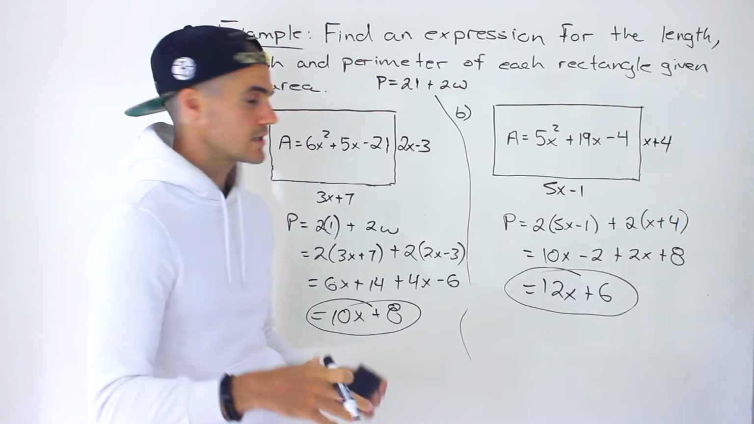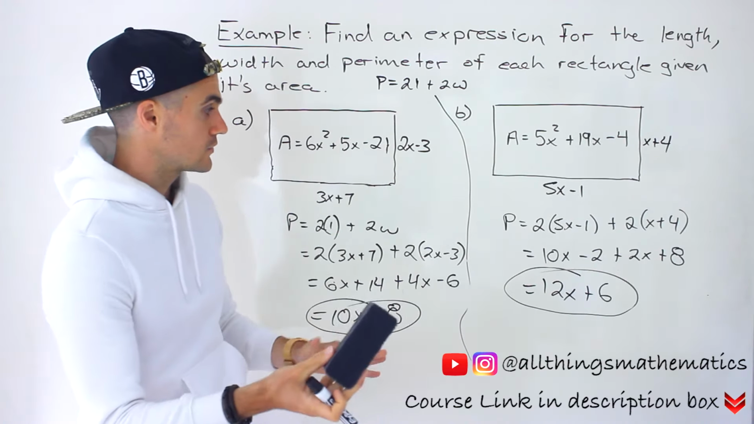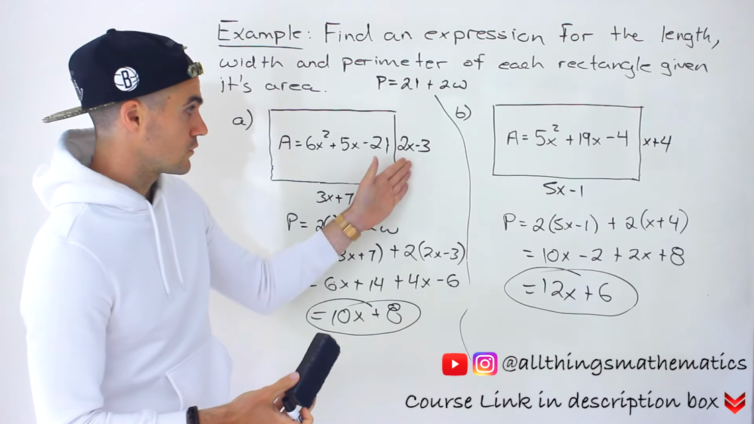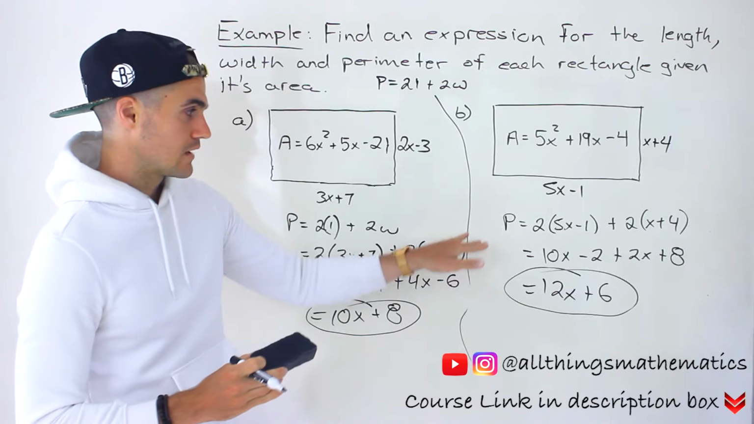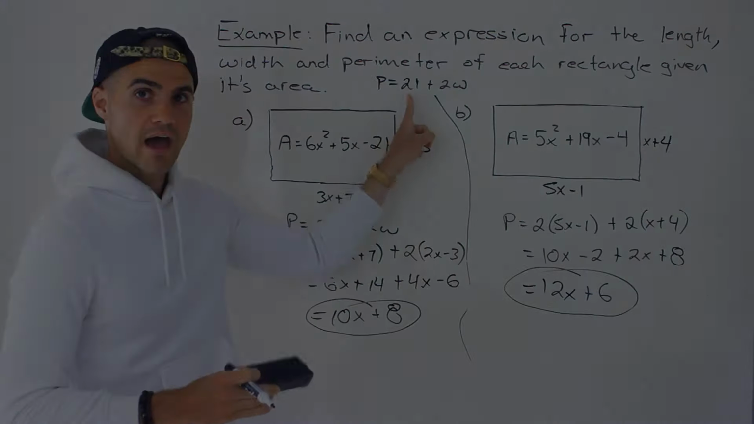All right, so if you get a question like this, basically take the area, factor it, you get your expressions for the length and width, they're interchangeable, and then if they ask you for the perimeter, you could just use that formula.